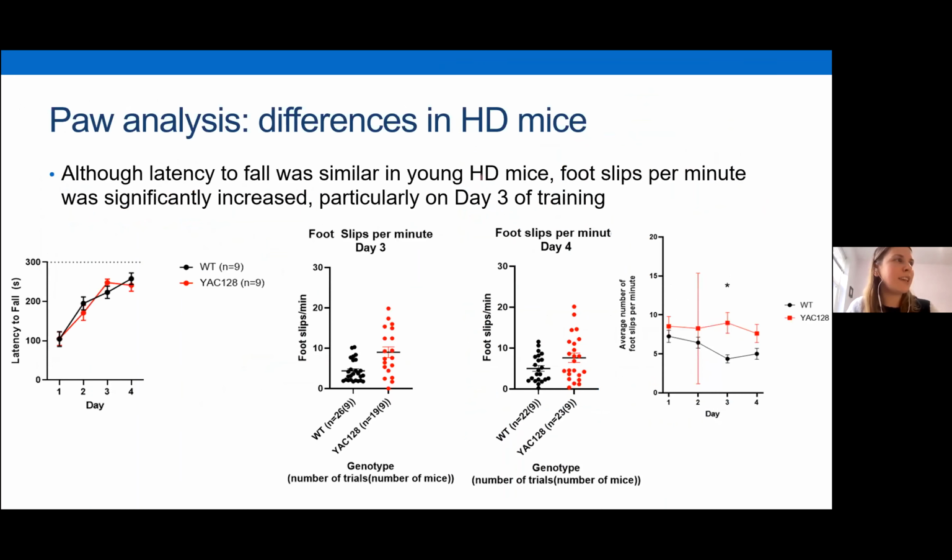And interestingly, I found that although these mice are performing equally well as far as latency to fall goes, they have an increased number of foot slips per minute on both day 3 and 4, and especially on day 3. So the Huntington's mice, even though they seem to be doing just as well at the task, they're actually slipping a lot more and have this motor coordination deficit.